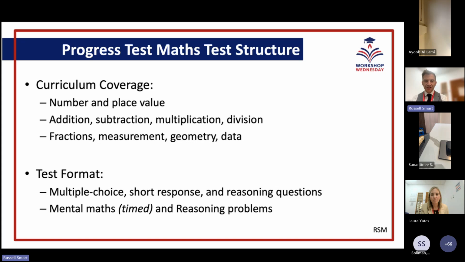The only thing different to the maths assessment compared to all the other GL assessments is that there is an element of it which is timed, and that's the mental maths. For the first 15, if they're in year 4, or the first 20 questions, if they're in year 5 and 6, there are timed mental maths questions. They will have the question read to them. It'll be read twice in their headphones, and they will need to type in a short response. There's not usually multiple choice questions for this one.